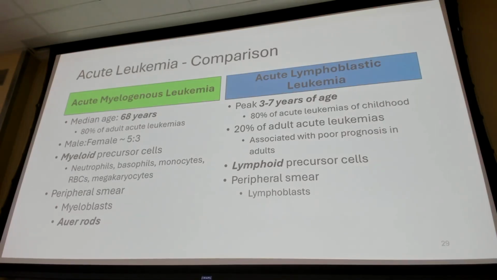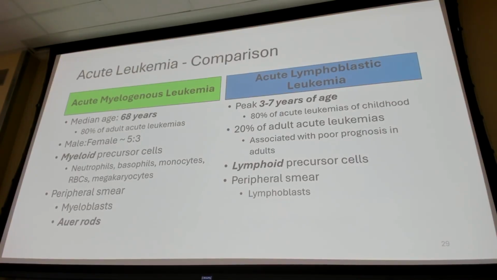As opposed to ALL, which we see in children. I think the other slide said ages 2 to 5, this one says 3 to 7. You see a kid with cancer on your test who's 8. Right? You may have cancer, ALL, right? So don't get caught up in that. Just understand it's a disease of kids. Lymphoid precursors, yes. Peripheral smear, lymphoblasts. Make sense?